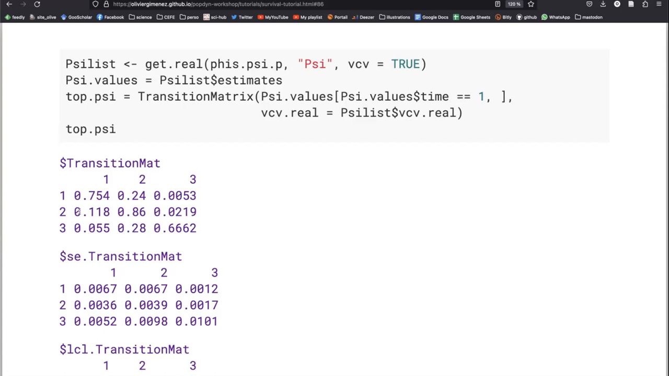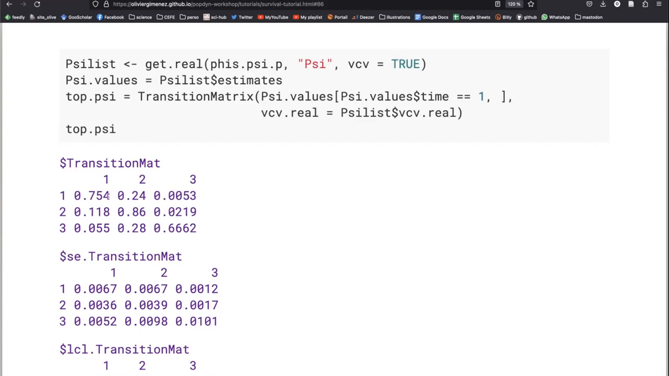Same thing here: this is the probability of leaving site two to site one, staying in site two here in the middle. So the diagonal is staying on the site, whether site one, site two, or site three, and then you get all the transition probabilities. You get a matrix of standard errors, a matrix for the lower bound of the confidence interval for each transition probability, and a matrix for the upper bound.